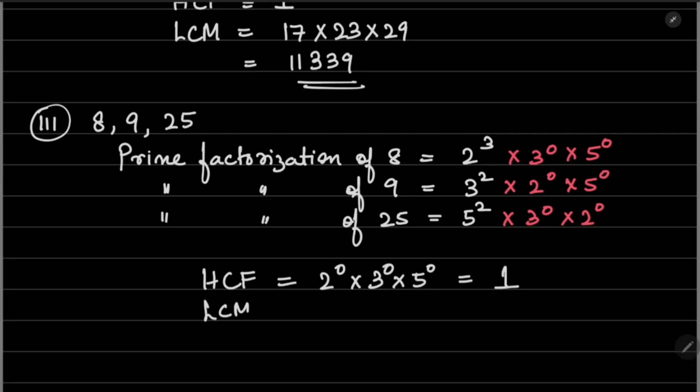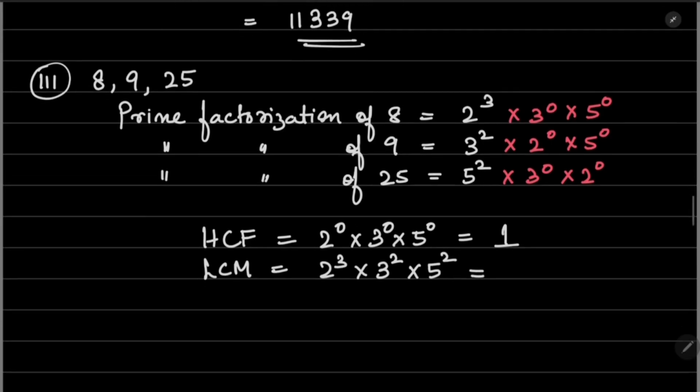What about LCM? For common factors, you have to take the highest power. So for 2, what is the highest power? Look at the powers. The highest power is 2 cube. So 2 cube multiplied by, for 3, what is the highest power? 3 raised to the power 0, 3 square, 3 raised to the power 0. So the highest power is 3 square. And for 5, it is 5 square.